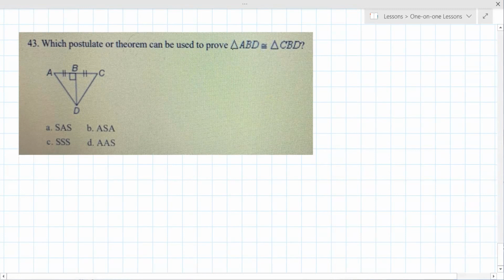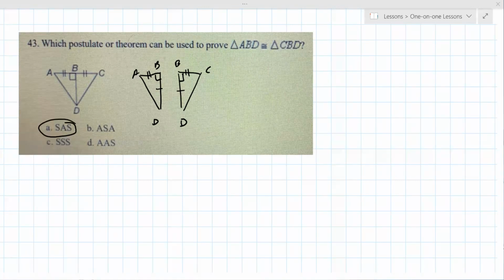Okay. Which postulate can be used to prove that triangle ABD is congruent to CBD? So it might be helpful to break them apart, just so you can see ABD and CBD. We're given that this side is congruent to this side, and this one's also 90 degrees down here. Actually there should be more information there, but we assume that they are. So this side BD is congruent to itself. So we have a side, an angle, and a side. Clearly it's SAS. Not sure how they change that for you, other than they probably give you a different question altogether.